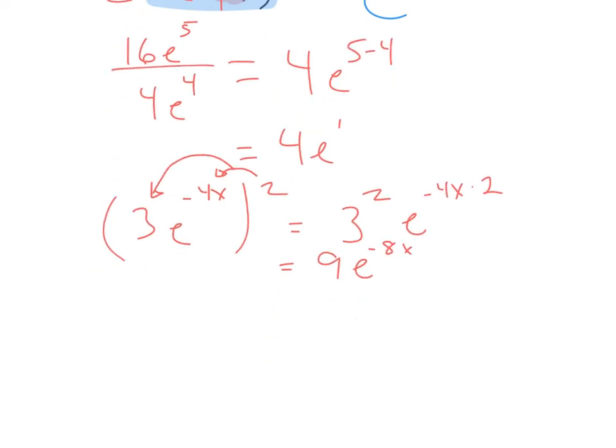Now, remember, what do we do when the exponents are negative? Well, we move it down into the denominator, okay? So I'd have 9 on top because it doesn't have a negative exponent, but the E does, and so I have E to the 8x, okay? And that comes from our rules. So hopefully that gives you some insight on how E is used and incorporated.